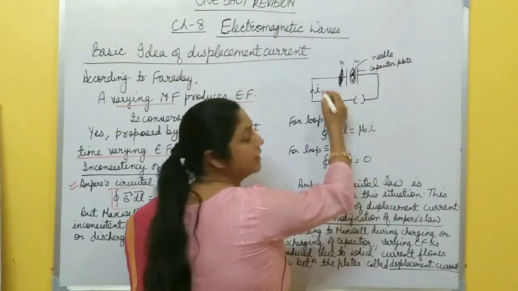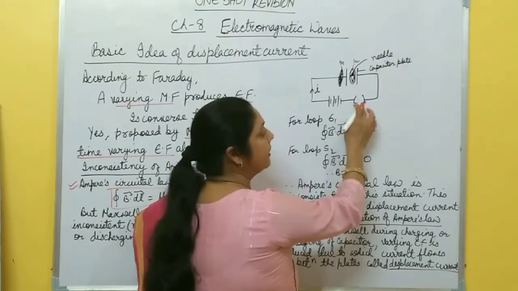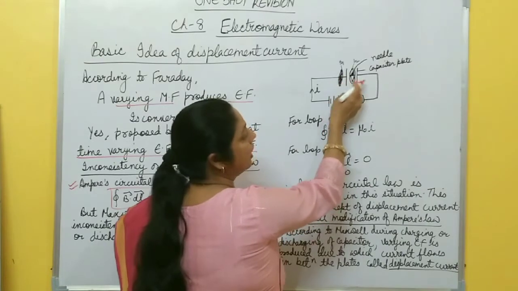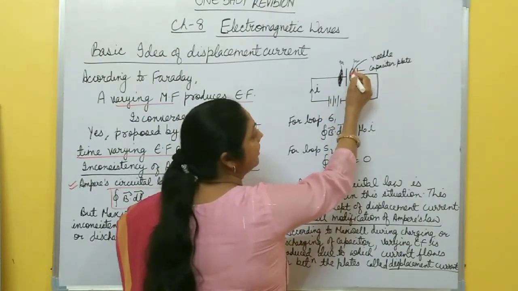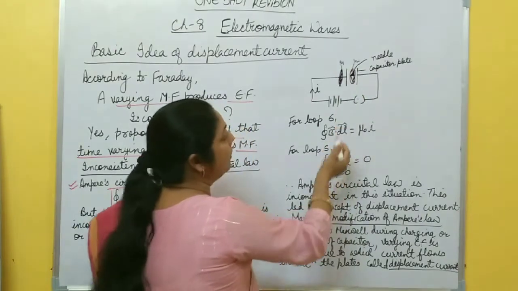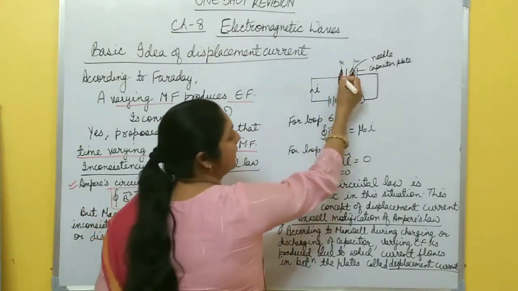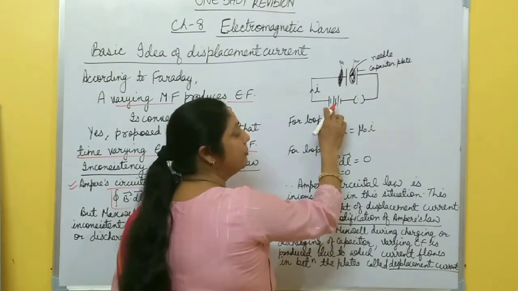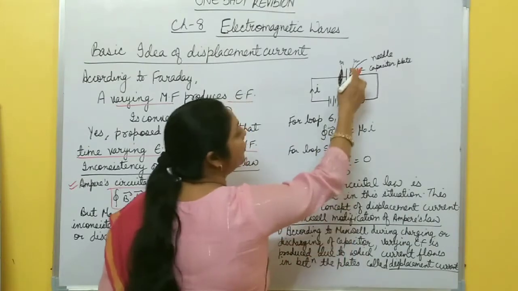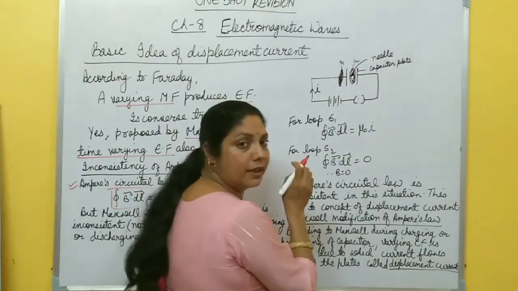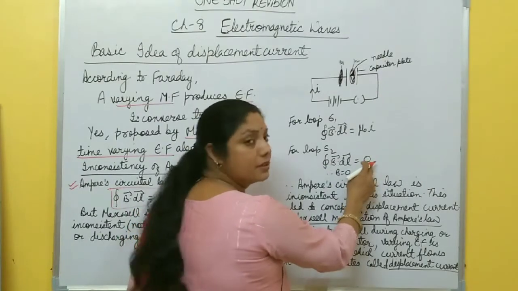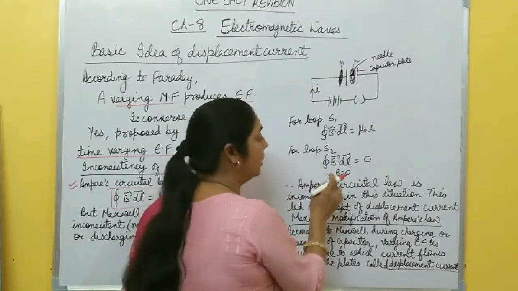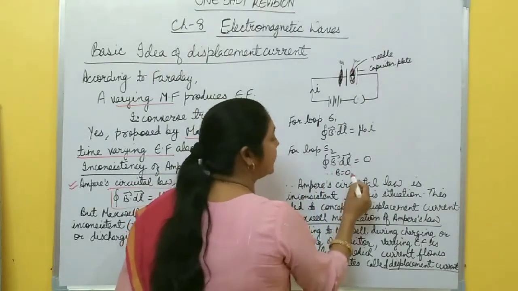Suppose this is one circuit, battery is connected, key is connected, and I have taken two closed surfaces, S1 which is outside the plates and S2 which is in between the two plates, right? Now Ampere Circuital Law for this loop S1 is what? B dot dl equals mu naught I, because current I flows through the circuit when battery is connected, right? Now for loop S2, in between the plates no current is flowing, so B dot dl becomes 0 for this loop S2, right? It means B is 0. This is according to Ampere Circuital Law.